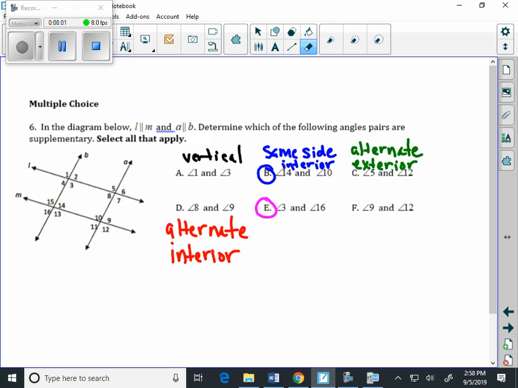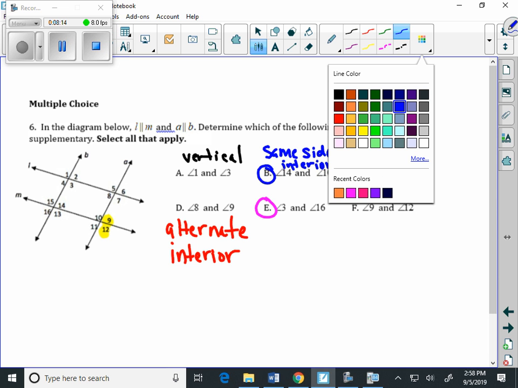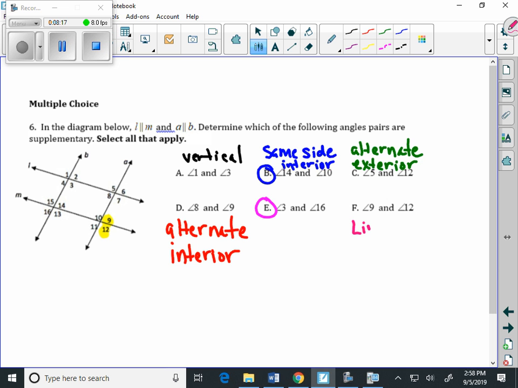Lastly, angle 9 and angle 12. These two angles are linear pairs. They share a common side and a common vertex. They have to add to 180, if you look back at your notes early on. So our answer to this multiple choice question is B, E, and F.